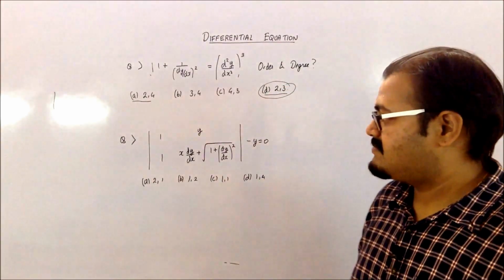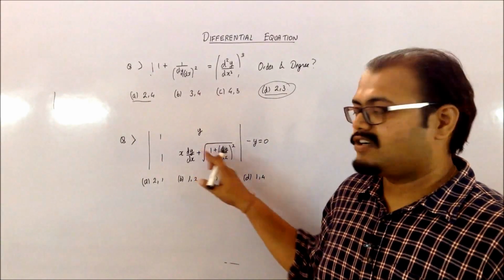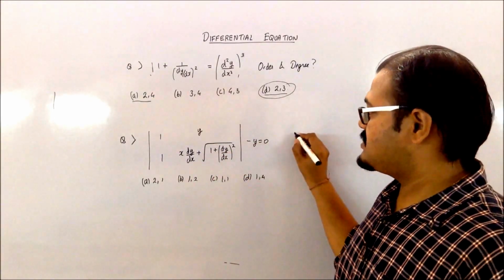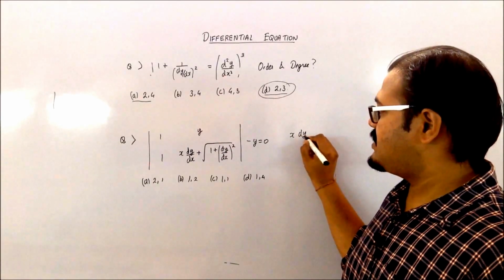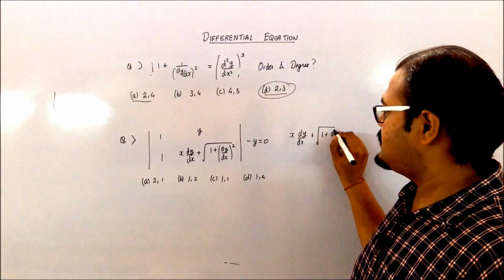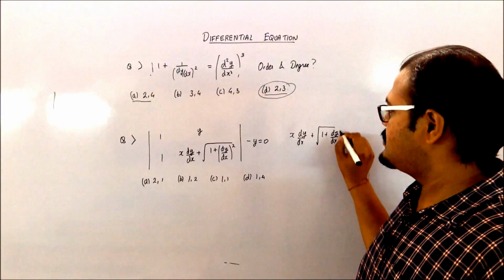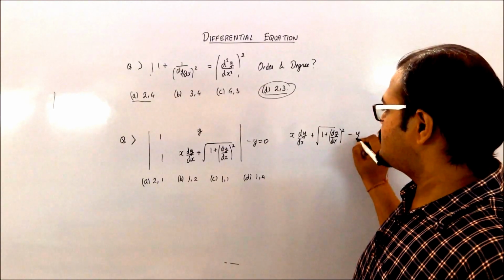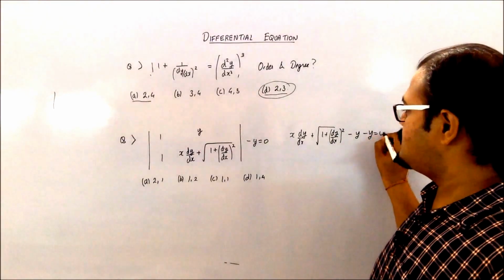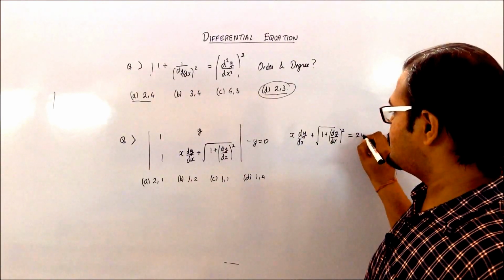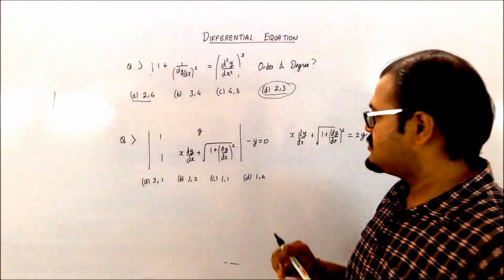Coming to the next one, it's given a determinant of this particular thing. So you know how to solve a determinant. So this equation basically will be x dy by dx plus root of 1 plus dy by dx the whole square minus y equals 0. So this I can write it as 2y on this side.